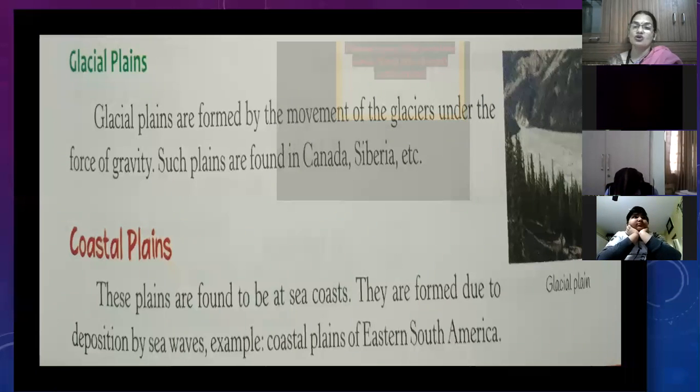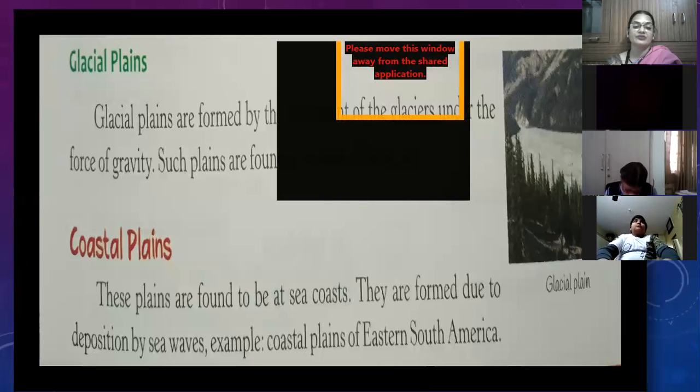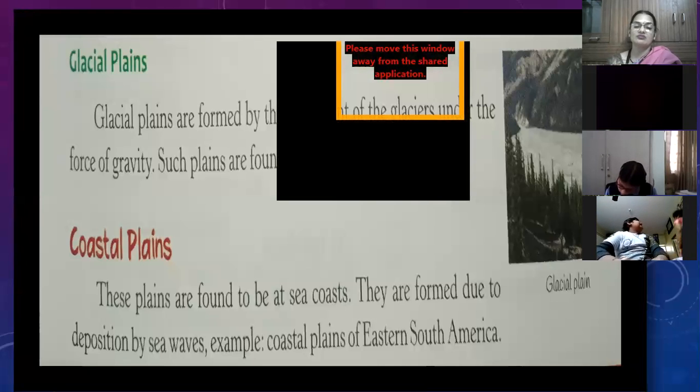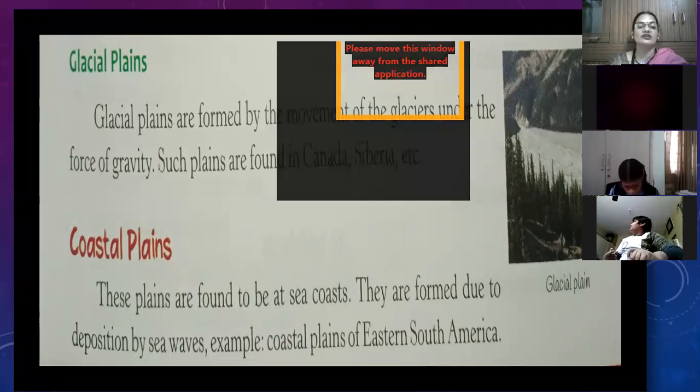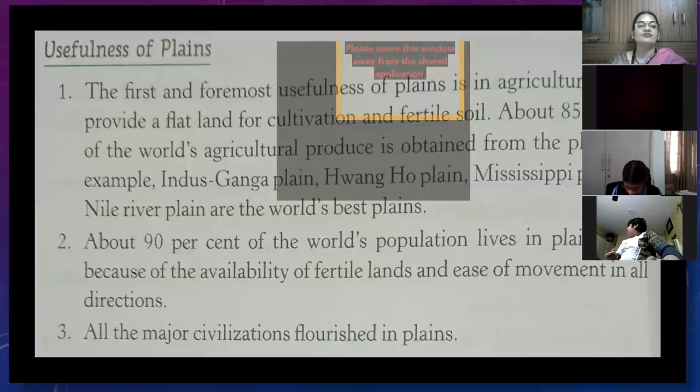Coastal plains. Coastal plains are formed at the banks of the rivers or the sea coast. They are formed due to deposition by sea waves. For example, the coastal plains of eastern South America. These coastal plains are found in India also, as the western and eastern coastal plains.